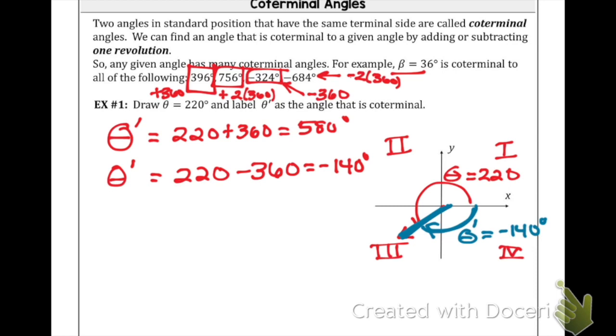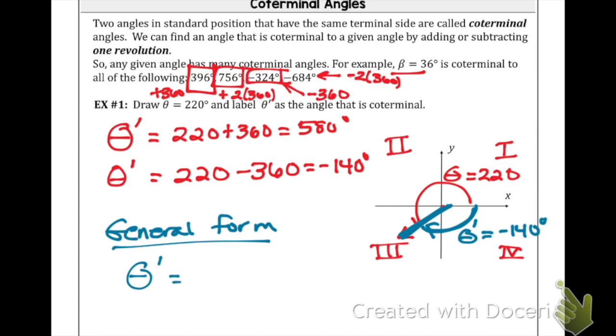So if I wanted to come up with a general form of all the possible coterminal angles, theta prime could be equal to, start with our original, 220 degrees, plus any full rotation in any direction. So we could do 360k degrees, where k is an element of the integers.